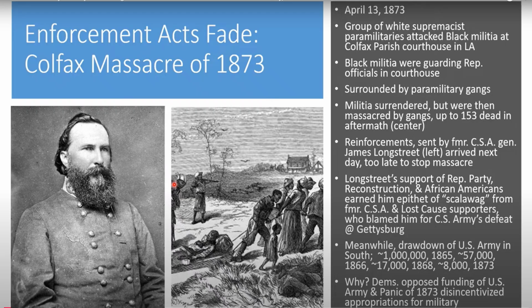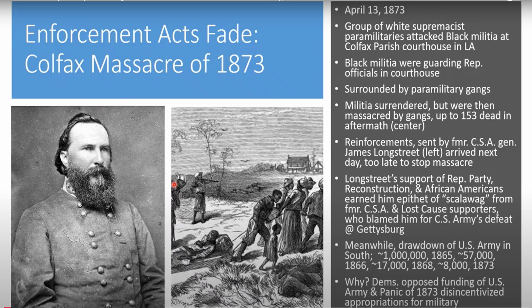Louisiana had a very large African American population, and race relations in Louisiana were more nuanced, you might say, than in other parts of the South because of the area's French and Spanish traditions, its larger populations of people of color. There were African Americans that had moved up in Louisiana society in a way that would not have been possible in other parts of the South. So there was a black militia that was guarding Republican Party officials in a courthouse in Colfax Parish.